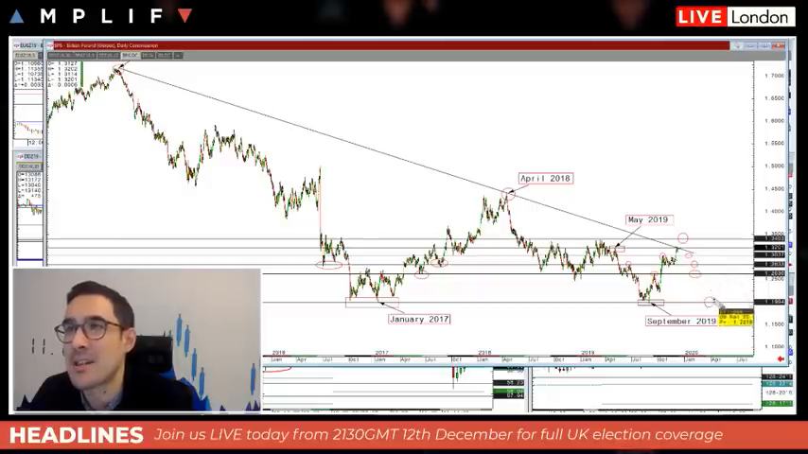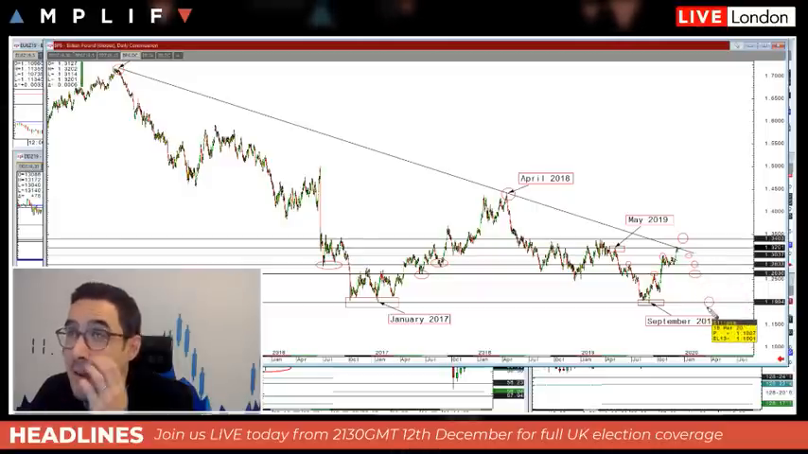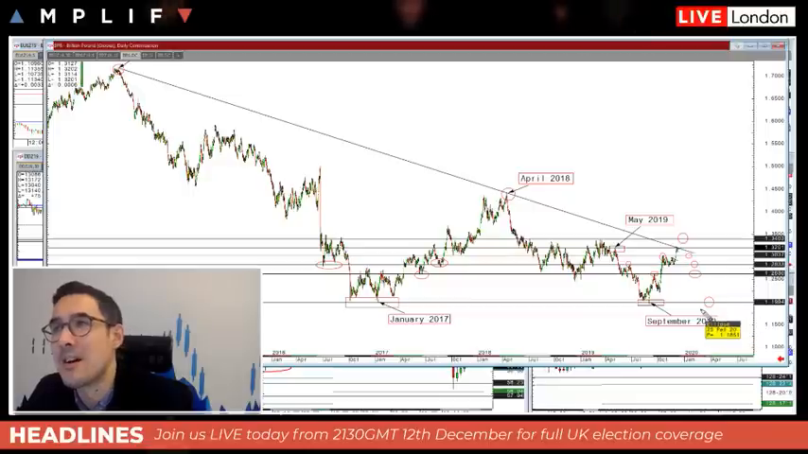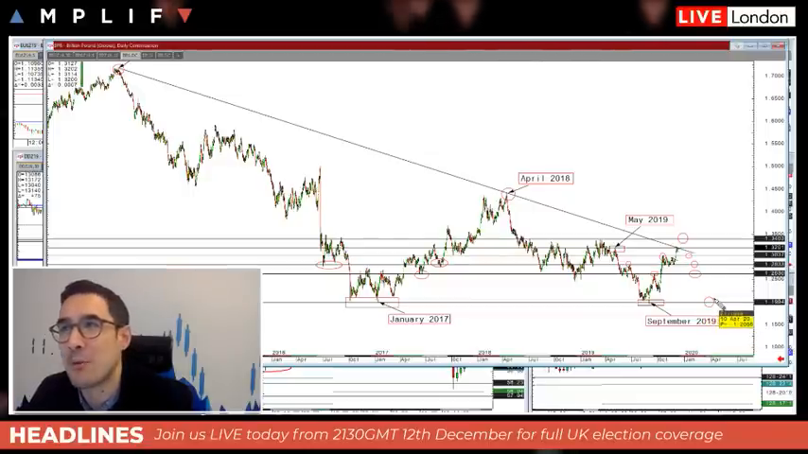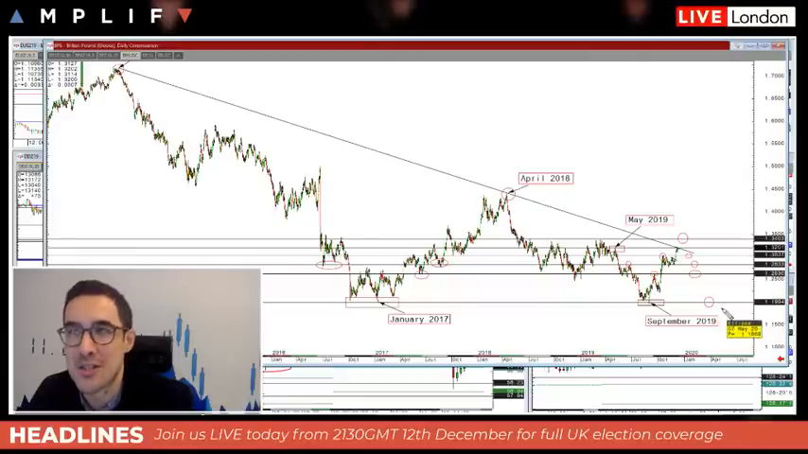Now, to get down to these lower bound ones, to get to 1.20 tomorrow night, you're talking about a 12-point move in cable. You've got to get a Labour majority for that to happen. And the probability of that happening is nigh on close to zero, I would say. And I'm talking about explicitly a Labour majority.